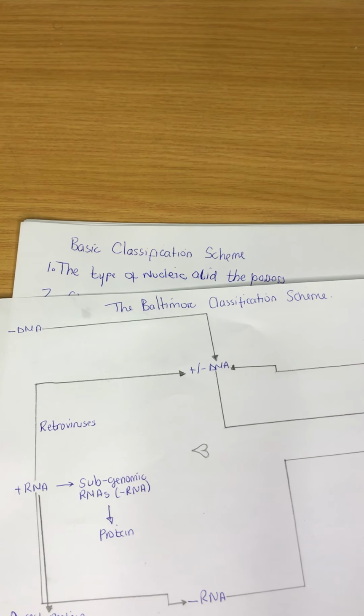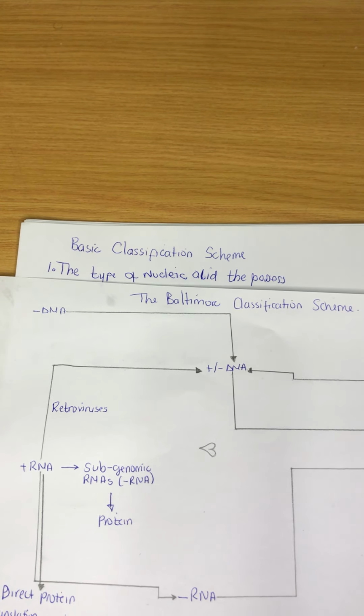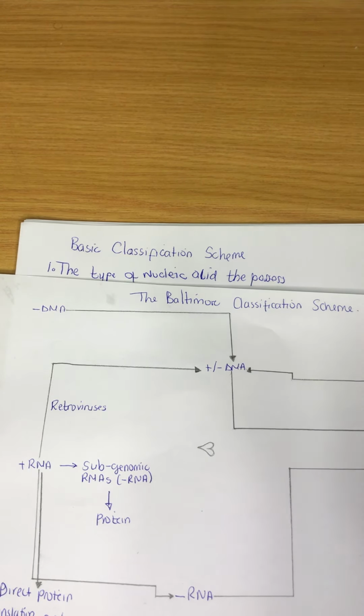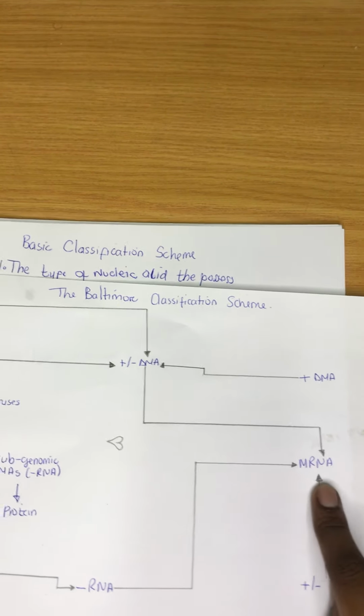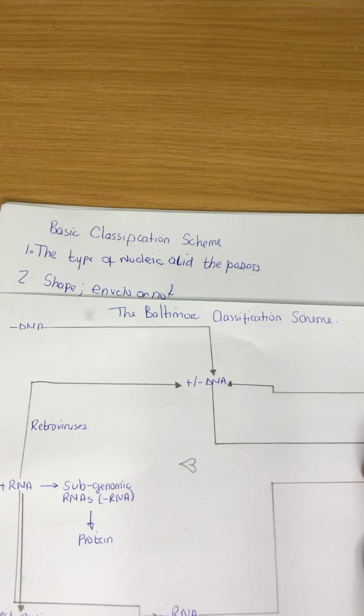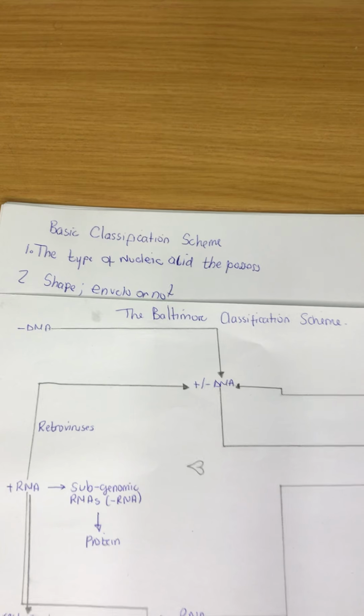How do we use the Baltimore classification scheme? All viruses have to synthesize proteins, right? So we're going to classify them according to how they synthesize their mRNA. Everything is going to come to this. Do they achieve their RNA using host enzyme? Do they encode for their own enzyme? That is the main purpose, the main thesis of the Baltimore classification scheme.